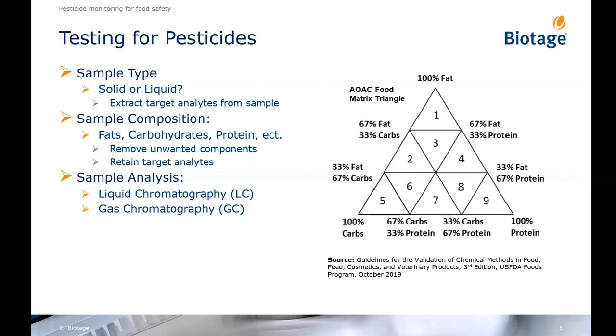From there, once you've removed the unwanted components from your sample and retained the target analytes, the goal is to analyze the suite of pesticides that you're looking for. This is typically done using liquid chromatography or gas chromatography.